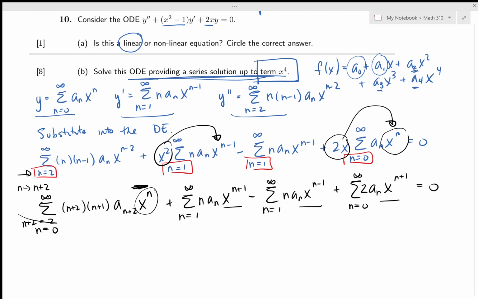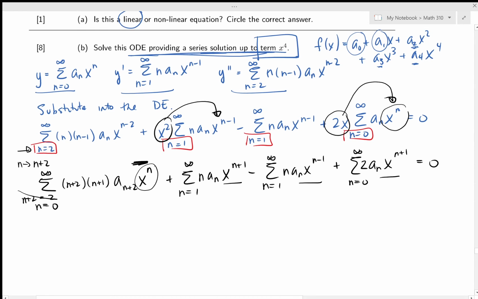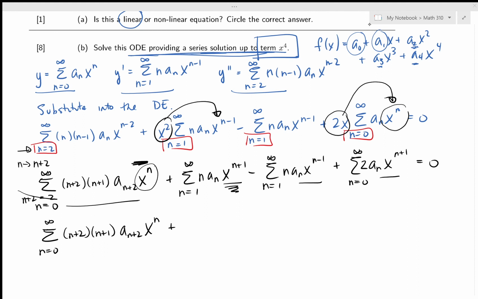So I wish to change the indexing so that I've got them all powers of x to the n. I don't need to do anything to the first one. So this is going to be the sum of n equals 0 to infinity of n plus 2, n plus 1, a to the n plus 2, x to the n. That's just copying this from here. I wish this one now to also be in powers of x to the n, so I need to adjust n to n plus 1.